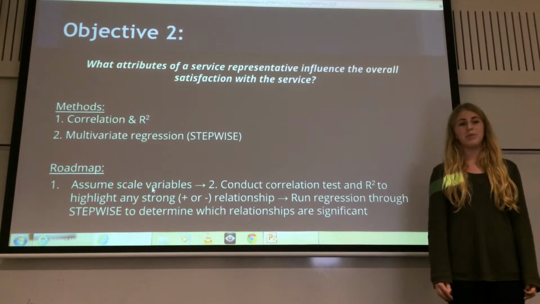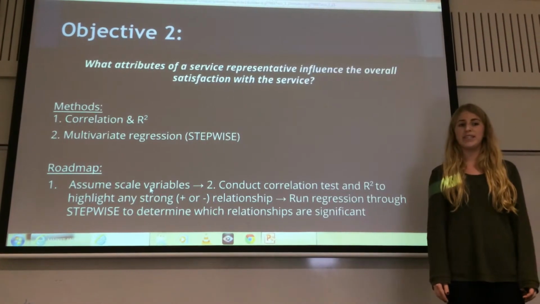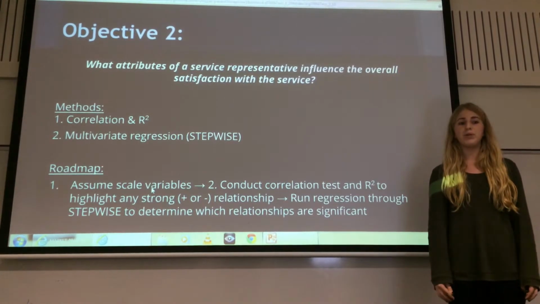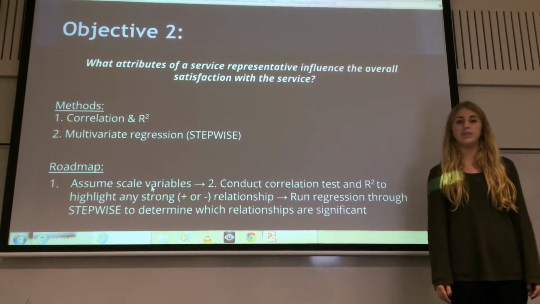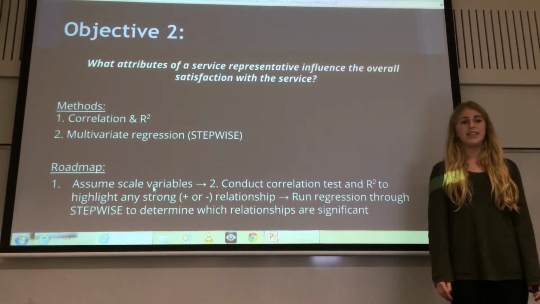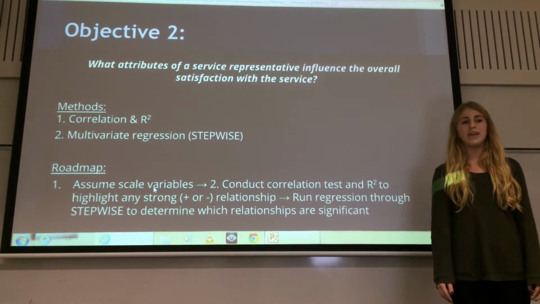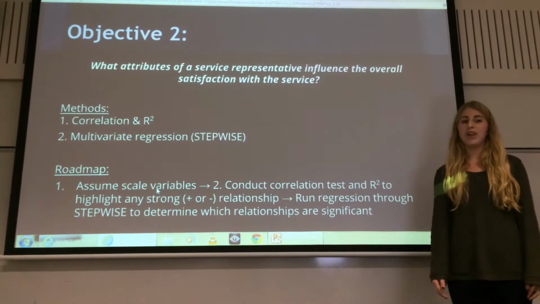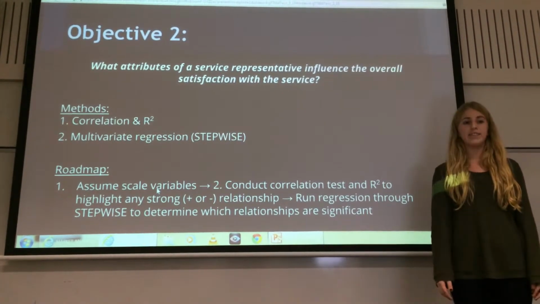For example, we would expect to find that rude service representatives decrease the overall satisfaction of the service, and therefore would also be an important influencing factor for this objective. However, the strength and direction of the relationship may not be enough to determine the major influencing attributes. This is why a regression analysis will be run through stepwise.